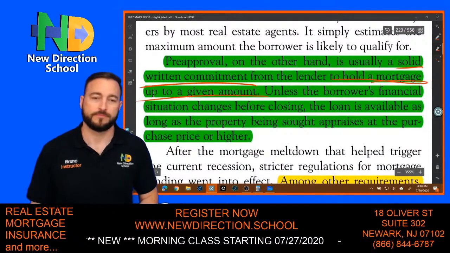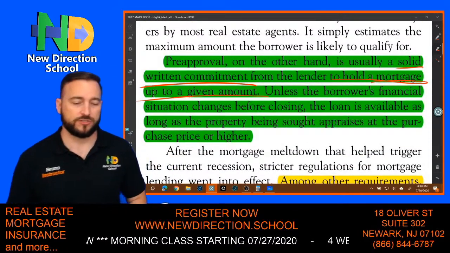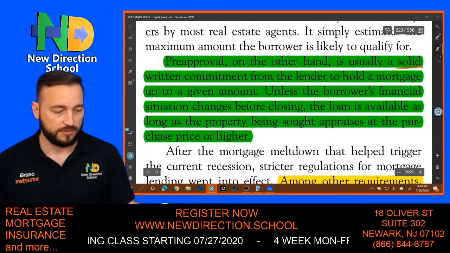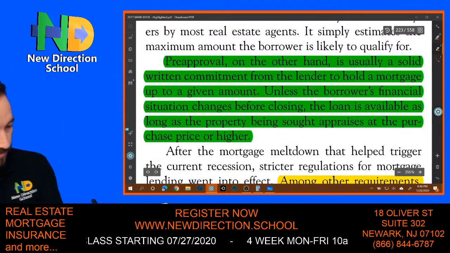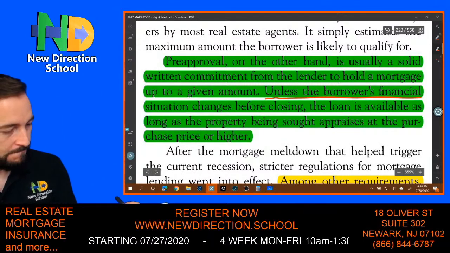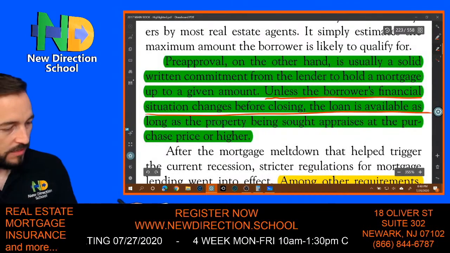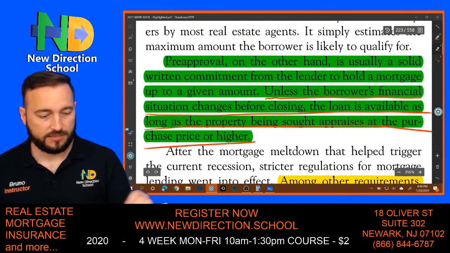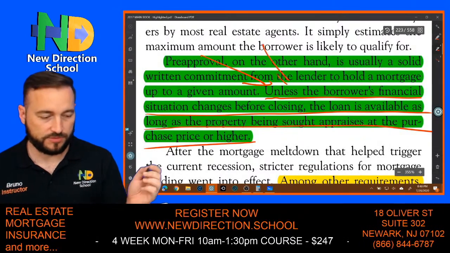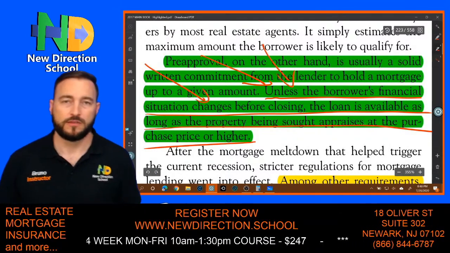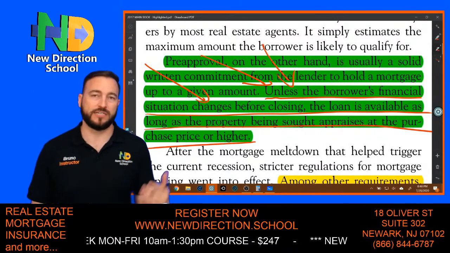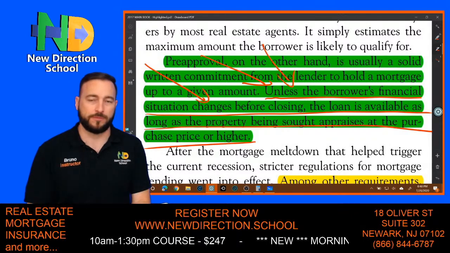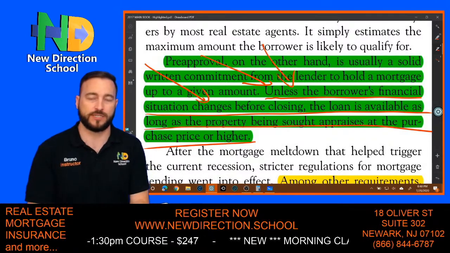Show me buyers who are pre-approved, which could still be worthless. Look here. Unless the borrower's, pay attention to this, unless the borrower's financial situation changes before closing, this is so important. Look right here. Unless the borrower's situation changes before closing, the bank is committed to give you a loan. If nothing changes, you are getting this loan. It's a commitment. It's a pre-approval. You are approved. That's what it is, okay?